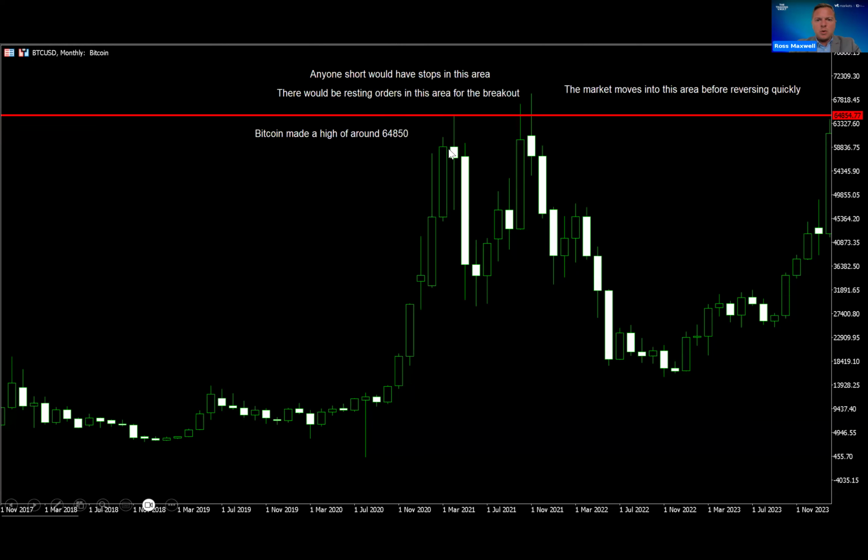Now, anyone who shorted the market in this area would have their stops in this place. But most importantly, there were a lot of people at the time looking for the breakout. So they would have had resting orders waiting to catch that next leg up to break out. Okay, so what did the market do? You can see the market came up and it quickly reversed.